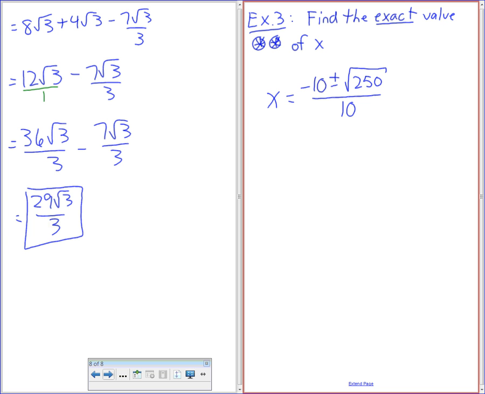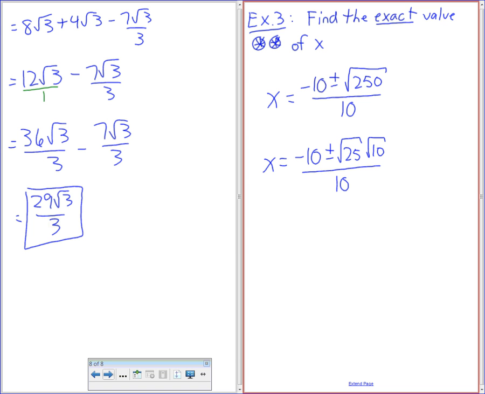Relating to the last question, could somebody give me a good first step for this question, please? What would it be? Yeah, go ahead. You can probably break it down. Yeah, 25 looks good, okay? 25 times 10. 10 can't be broken down, so that looks good to me. So I'm going to say x is equal to negative 10 plus or minus square root of 25 and the square root of 10.